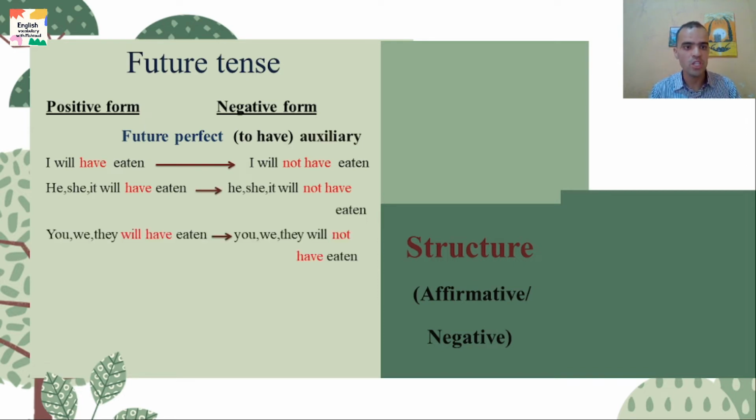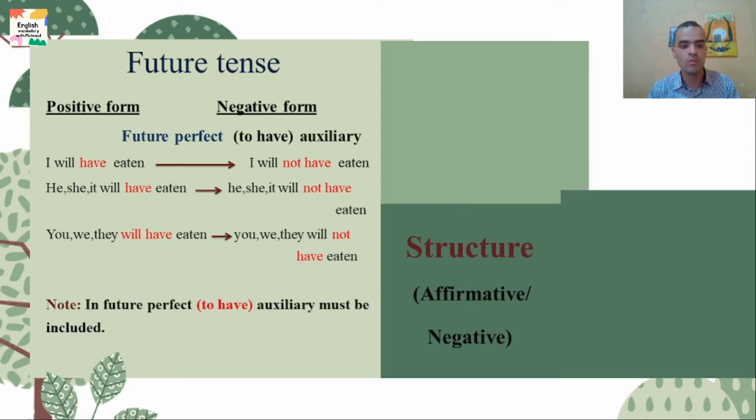So he, she, it will have eaten. This is the positive form. He, she, it will not have eaten. This is the negative form. You, we, they will have eaten. This is the positive form. You, we, they will not have eaten. This is the negative form. So the to have auxiliary, of course, must be included.